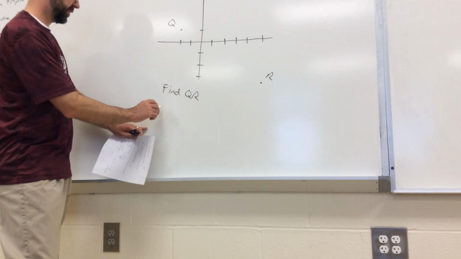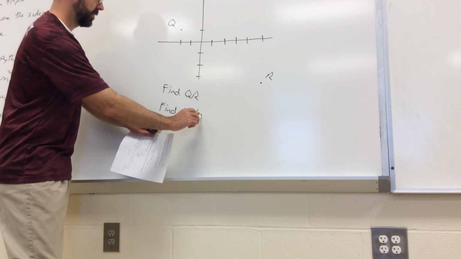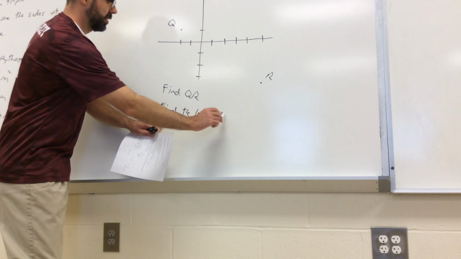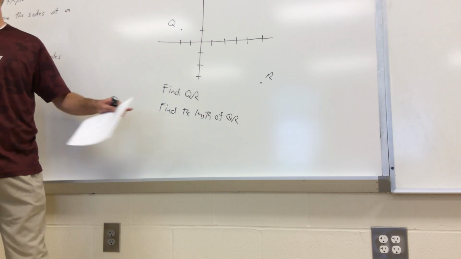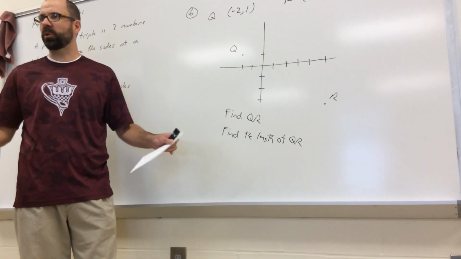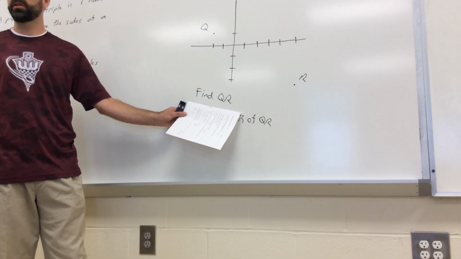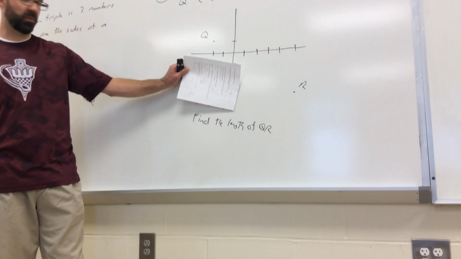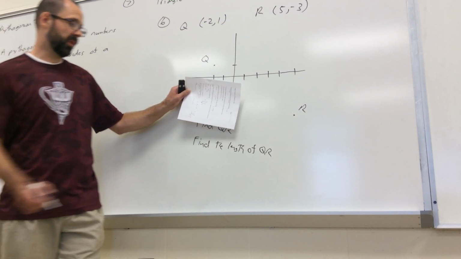So another way to write this question is find the length of QR. So mathematicians are always trying to come up with shorthand. So they say find QR, and that just is a shorter way to say find the length of the line segment QR.